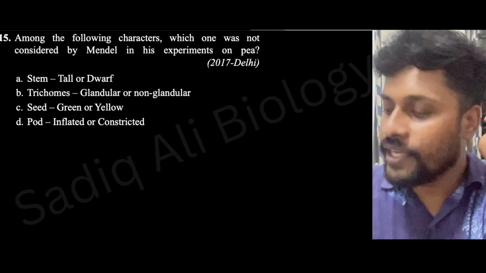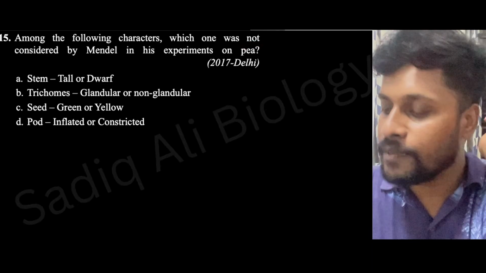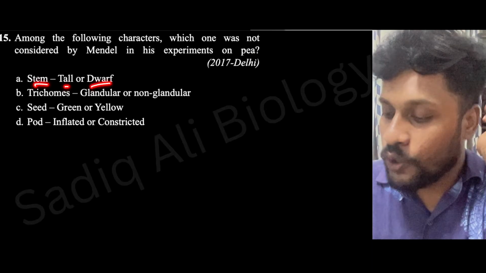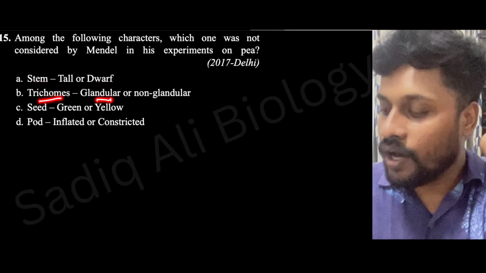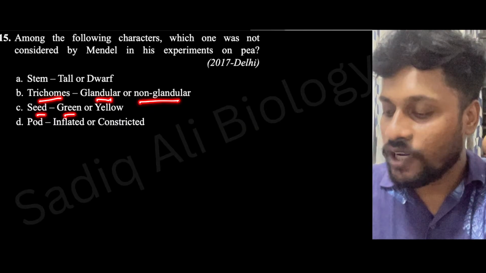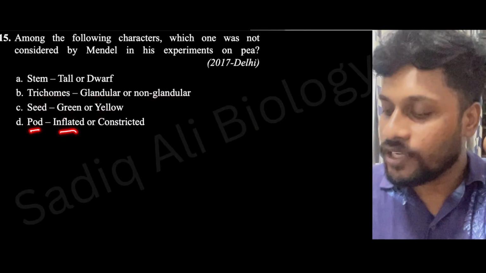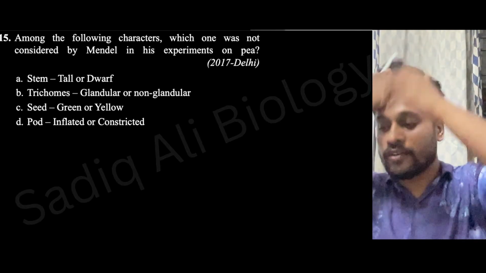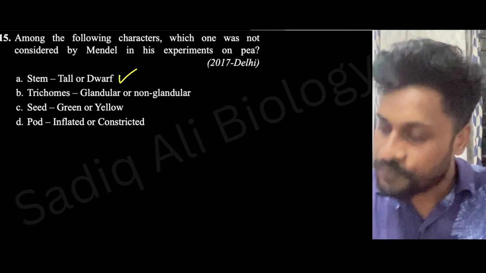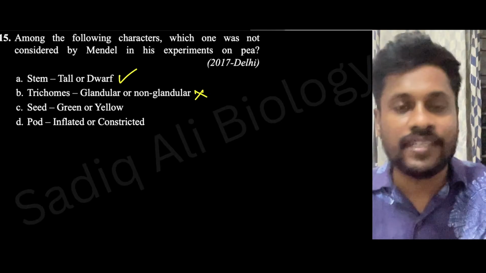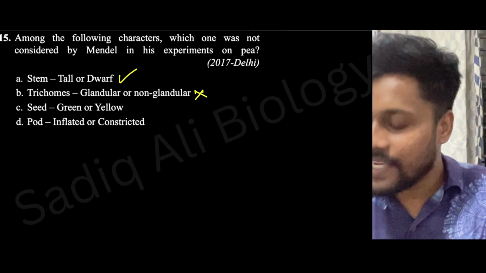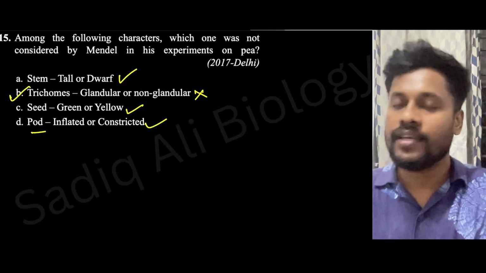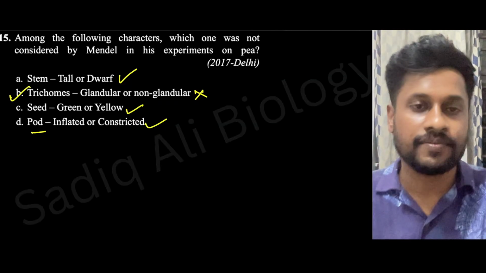15. Among the following characters, which one was not considered by Mendel in his experiment on pea? Stem, tall or dwarf. Trichomes, glandular or non-glandular. Seed, green or yellow. Pod, inflated or constricted. What will be the answer here? Stem, tall or dwarf, which is true, right? Trichomes were not considered in Mendel's experiment. Seed, green or yellow, true. Pod, correct. B is the incorrect statement. So B will be the answer. Very good.